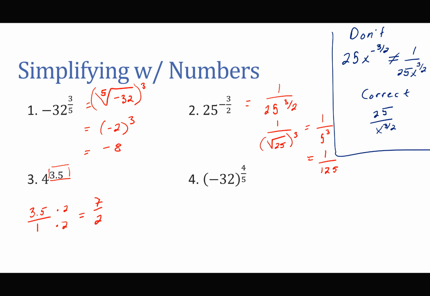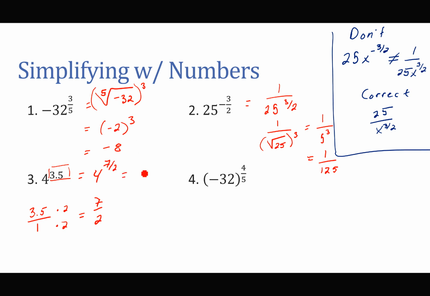A 0.5 is easy. Just multiply by 2. Say it could be 10.5. I know 10.5 is a fraction. If I multiply that by 2, it's going to give me 21. So 21 over 2 is the same as 10.5. So multiplying by 2 whenever you have a 0.5 is really easy. So really now, this is 4 raised to the 7 halves.